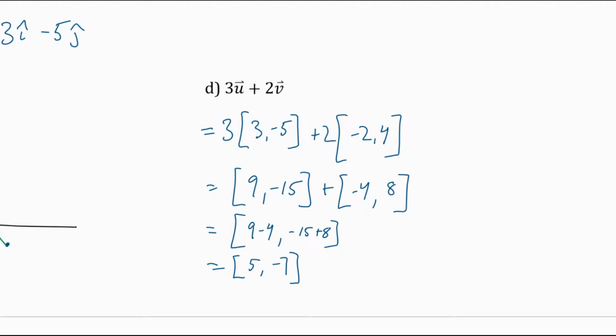So the scalar multiplication just goes through to both components, just like the distributive property. And then adding vectors, I add the horizontal components and I add the vertical components.